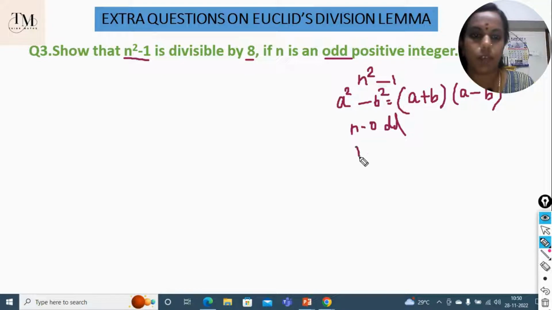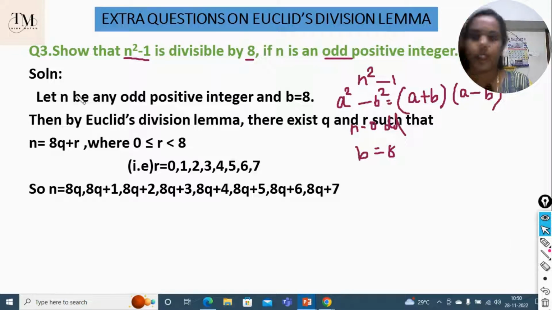And we have to take b is equal to 8. After that, we have to apply Euclid's division lemma. So let n be any odd positive integer and b is equal to 8. Then by Euclid's division lemma, there exist q and r such that n is equal to 8q plus r, where r takes the values 0, 1, 2, 3, 4, 5, 6, 7.